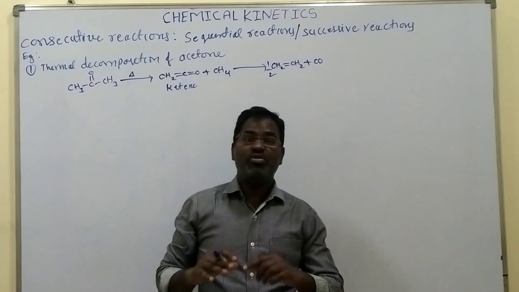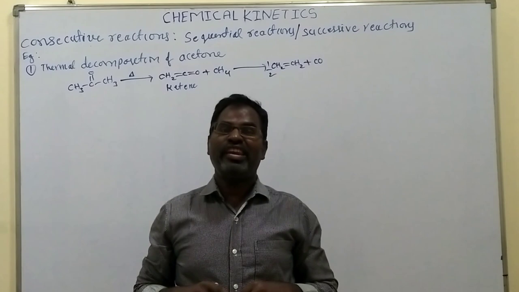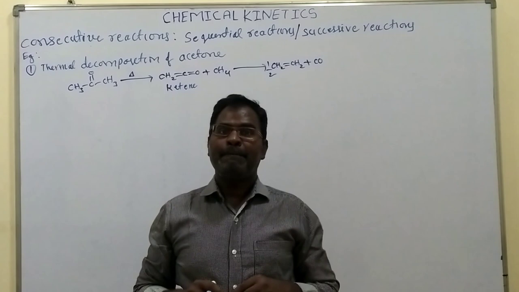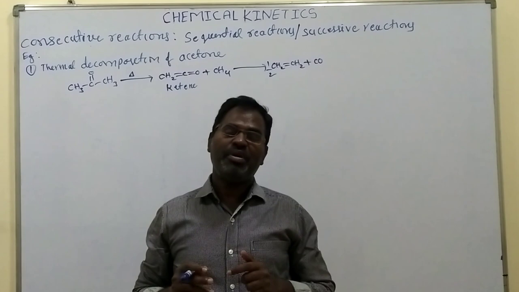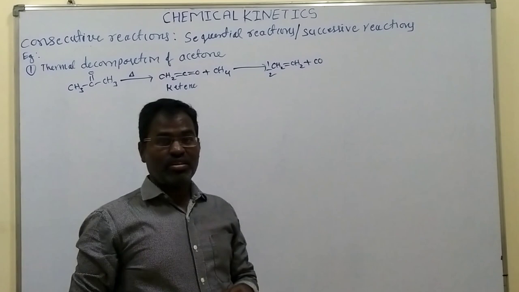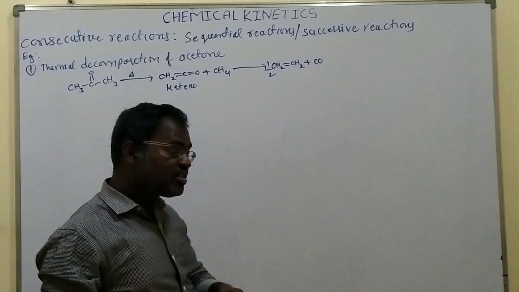So how are we defining them? Chemical reactions in which a reactant forms an intermediate, and that intermediate forms final products in one step or in a sequence of many steps, are called sequential reactions, successive reactions, or consecutive reactions. Let us take a few more examples.